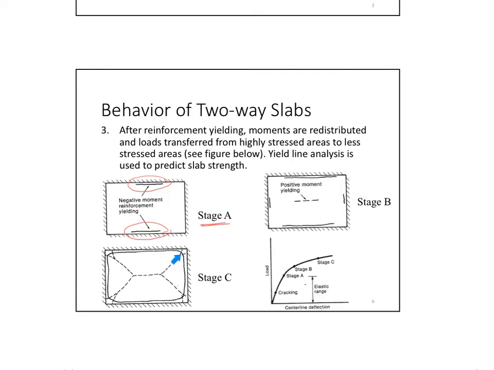And then those yield lines start to connect together, forming those nice triangular and trapezoidal shapes, which are very commonly used for the distribution of the load of this slab on those beams. So this is how the final shape of a regular rectangular slab would look at failure.